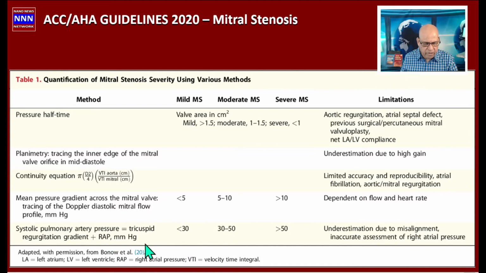If the pulmonary artery pressure is less than 30, then that's good. If it is between 30 to 50, it's moderate. But if it's greater than 50, that means we are already beginning to see some fixed changes in the pulmonary vascular bed, which is not going to improve with opening up the mitral valve. So this has to be carefully recorded because it has a prognostic significance for whatever intervention we do in patients with mitral stenosis of varying degrees.